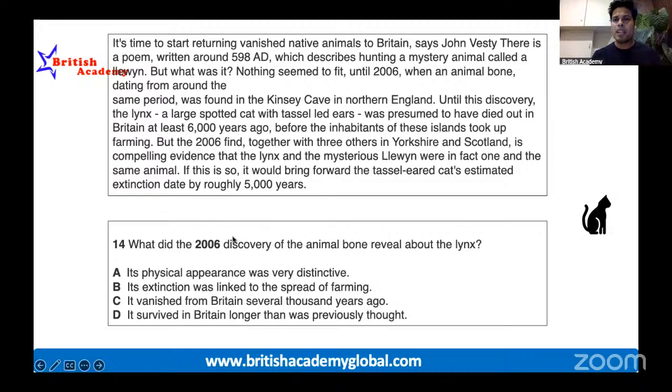So whenever you are being given an MCQ, the first thing that you have to do is just read the question very well and try to understand, guys, what exactly the question is expecting from you. For instance, over here, the question says, what did the 2006 discovery of the animal bone reveal about lynx? So a direct word that has been given to you, that is 2006. So during the examination, you would be looking out for that word, where exactly it is located in the comprehension. And once you find that paragraph, which would be in the same way like you see on screen right now, you people would be expected to read that paragraph as a story, guys.